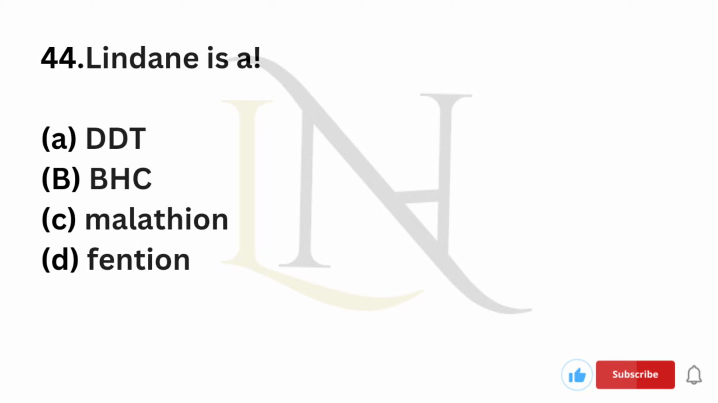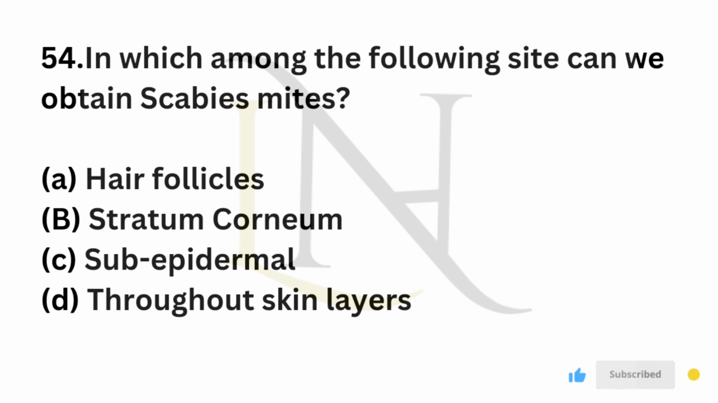Lindane is a: Option A, DDT. Option B, BHC. Option C, malathion. Option D, fenthion. Answer is Option B, BHC is correct answer. Next MCQ. In which among the following sites can we obtain scabies mites? Option A, hair follicles. Option B, stratum corneum. Option C, subepidermal. Option D, throughout skin layers. Answer is Option B, stratum corneum is correct answer.